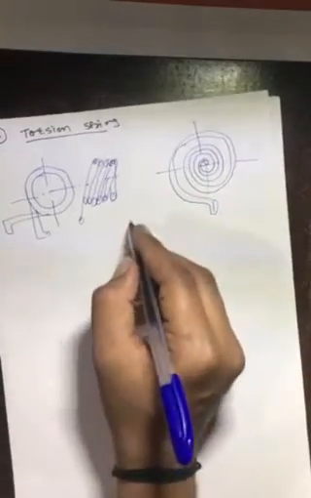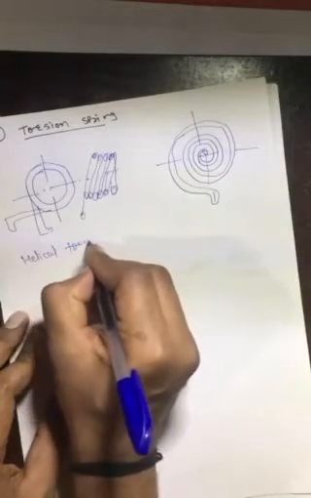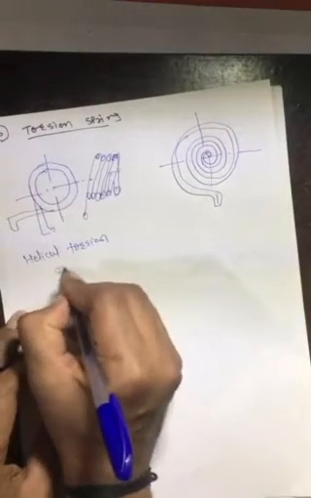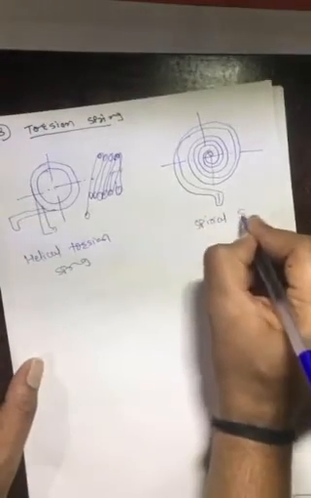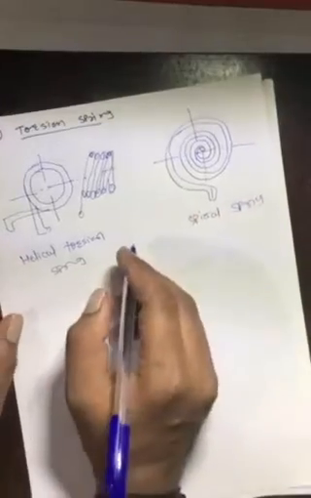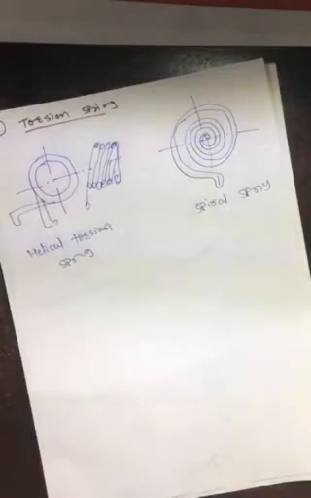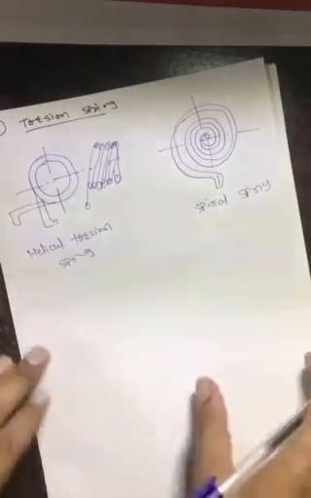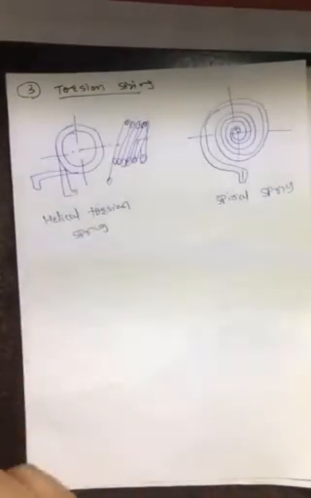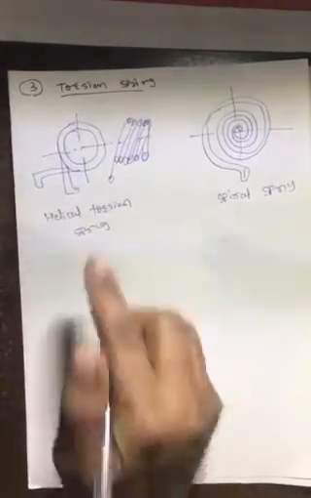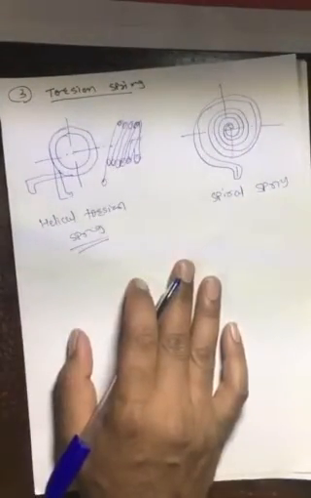This one is a helical torsion spring and this one is a spiral spring, right? It is used to apply a small torque. When a small torque is required, then this type of spring is used. For example, helical torsion springs are used in a door hinge and automobile starter.